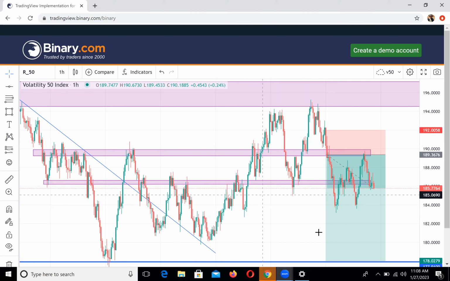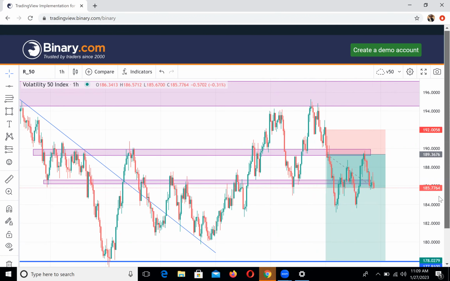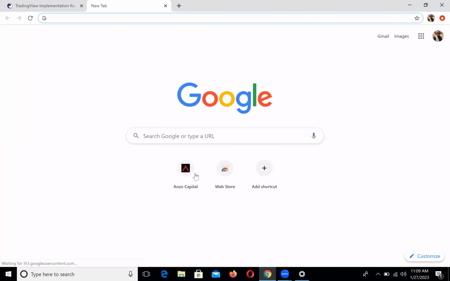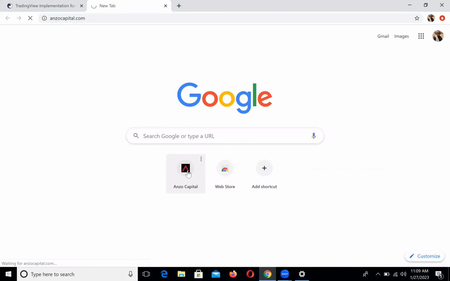So this is the trade analyzed yesterday, and I'm currently in the trade. But this is not what we are doing today. So how many of us registered with the broker yesterday? I did. Okay, that's good.